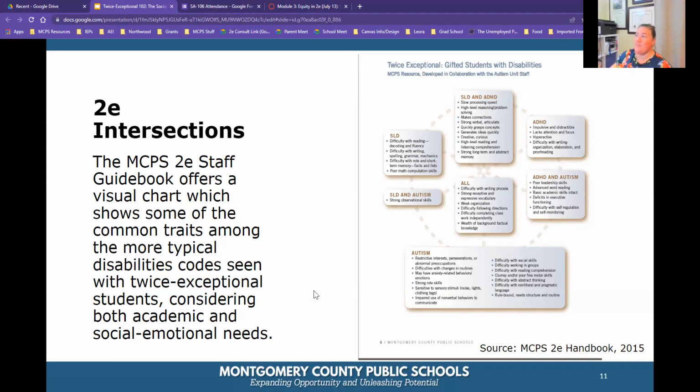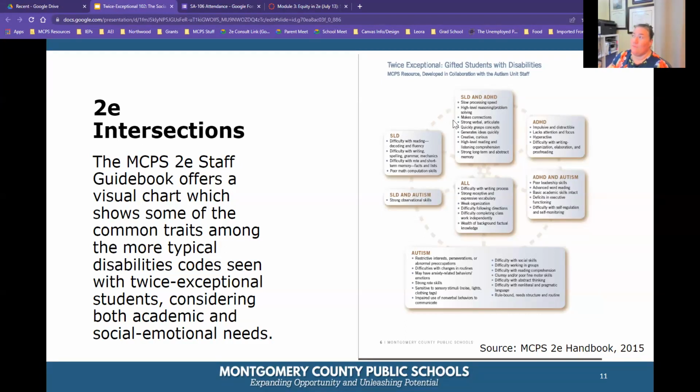And so that's when, if you start looking at something that is just SLD, you have difficulty with decoding and fluency, difficulty with spelling and grammar, but you don't have hyperactivity or impulsiveness. You don't have particular struggles with the organization of writing. It's more of the actual mechanics of writing. Well, then we're looking at two separate things, and that really falls under the SLD.